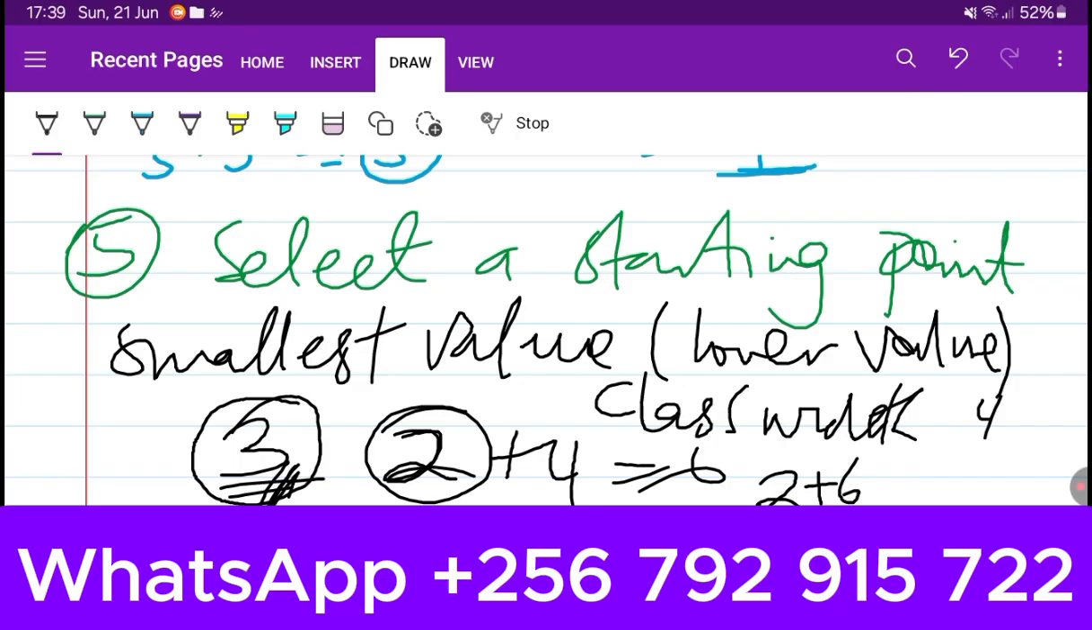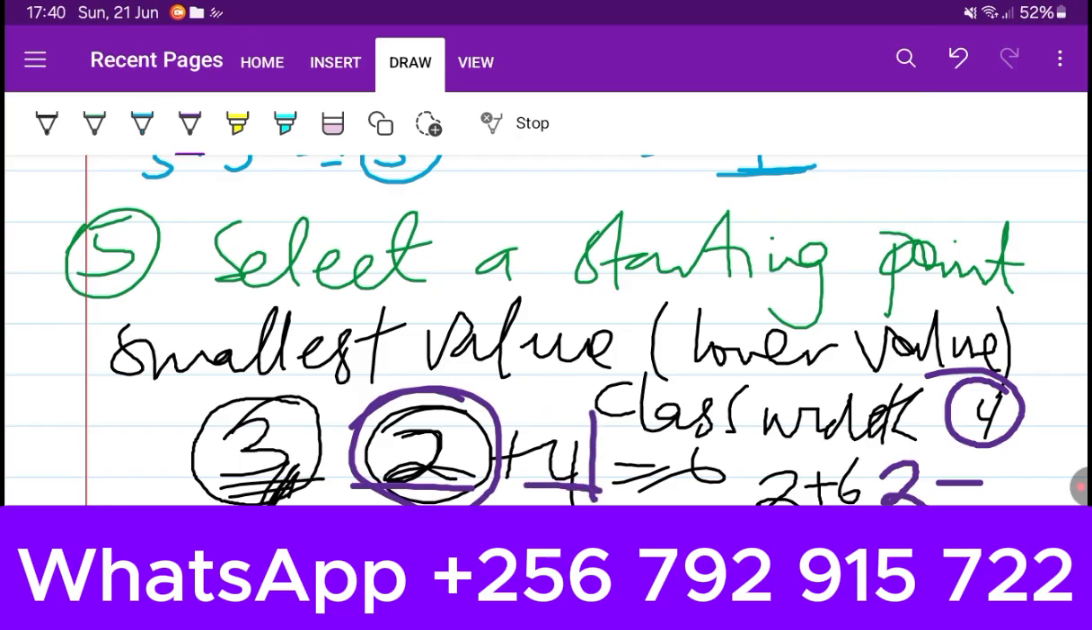If my convenient number was a 2, then that 2 will be my starting point. Now I get my class width. If my class width is 4, then I will get 2, which is my starting point. I add the class width of 4. Whatever I get becomes my upper class limit for that class, which is a 6. So that's step number 5.